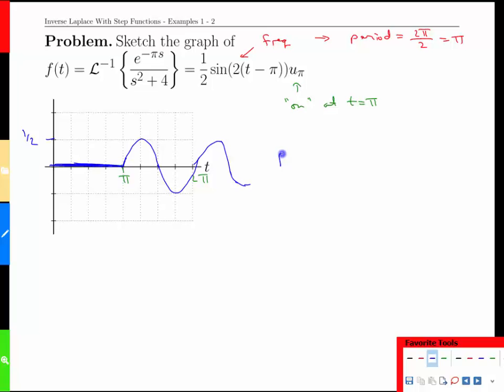So this function, which is the sine function, shifted to the right by pi, but off for those first pi instants, nothing, nothing, nothing, then the sine starts, would be perfectly represented, or is what we would get if we took the inverse transform of this fairly complicated e to the negative pi s squared over s squared plus 4.